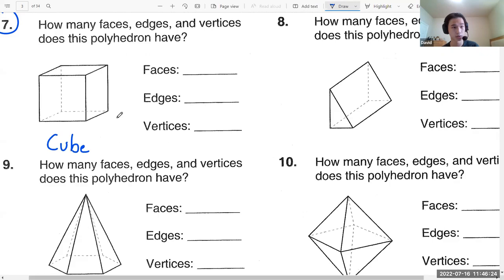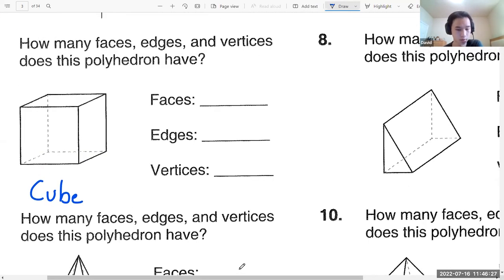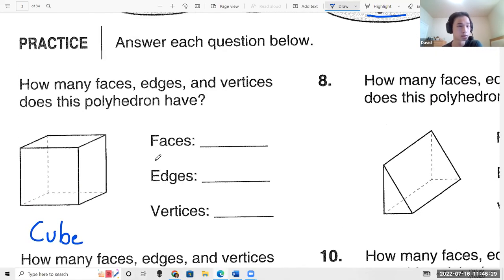Okay, so does anyone want to tell me how many faces, edges, and vertices this cube has? Anyone chat? Oh, yes, I see someone raise their hand. Thank you. Yeah, would you like to share? Ryan? Yes, you can type. Or you can speak too. That works.